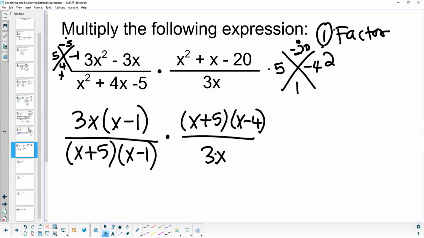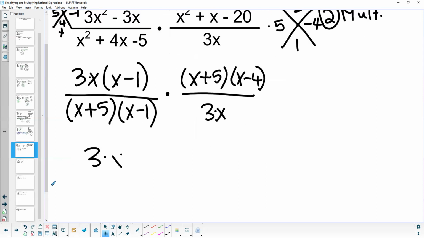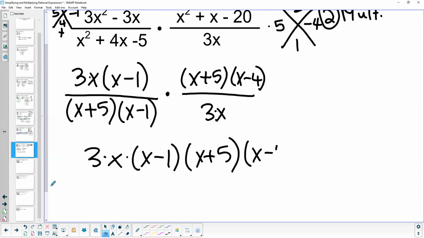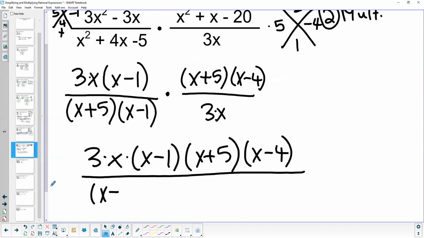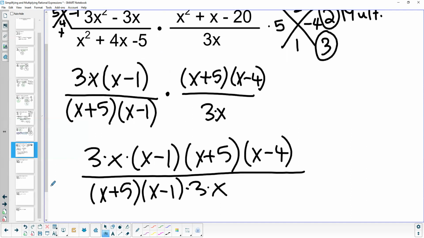Our next step is to then multiply them, which means putting them all on the same line. So now we've got 3x, or 3 times x minus 1, times x plus 5, times x minus 4. And on the bottom, we've got an x plus 5 times an x minus 1 times a 3 times an x. Now, just like we did before, our third step is to cancel.